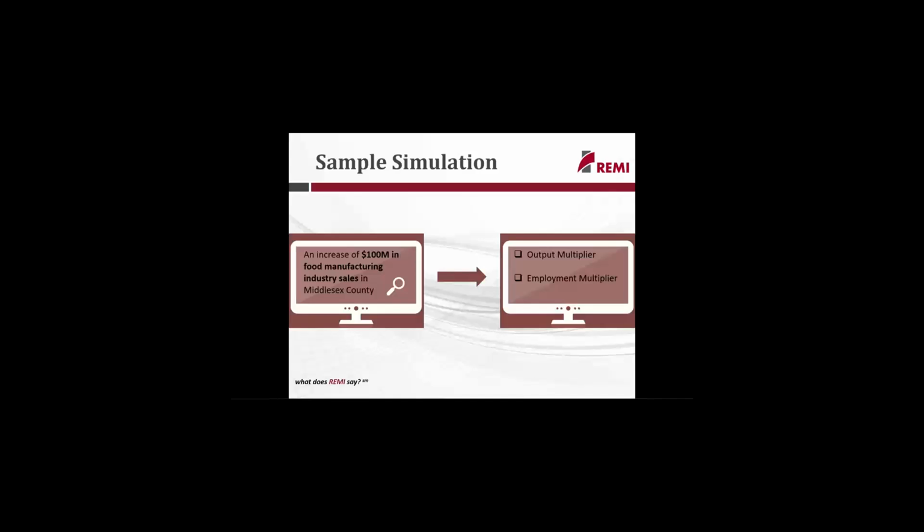To further explain the three types of effects, several simulations were run in REMI Massachusetts County's PI+ model. The state of Massachusetts was chosen because it is a large and relatively diverse economy. In the sample simulation, an increase of 100 million in food manufacturing industry sales in Middlesex County was added as an exogenous output shock in year 2020, and we can calculate the output and employment multiplier.